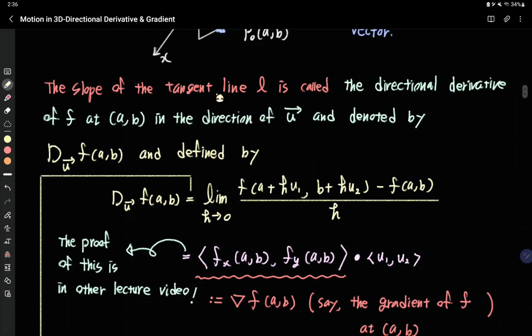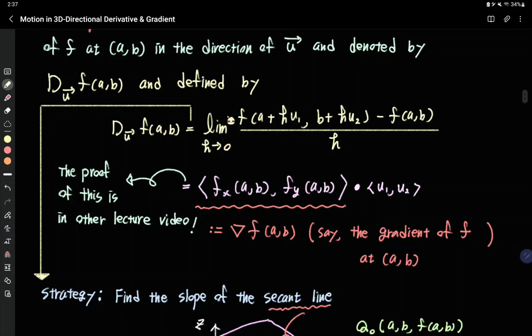So the slope of tangent line L is called the directional derivative of f at (a, b) in the direction of u, which is a unit vector. That determines the direction of the curve, and it is denoted by capital D with subscript vector u, of f at (a, b). It is defined by the limit of f(a + h u1, b + h u2) minus f(a, b), over h.